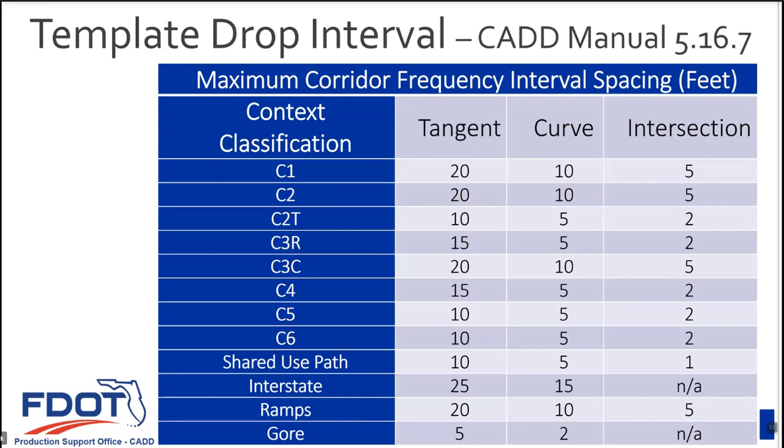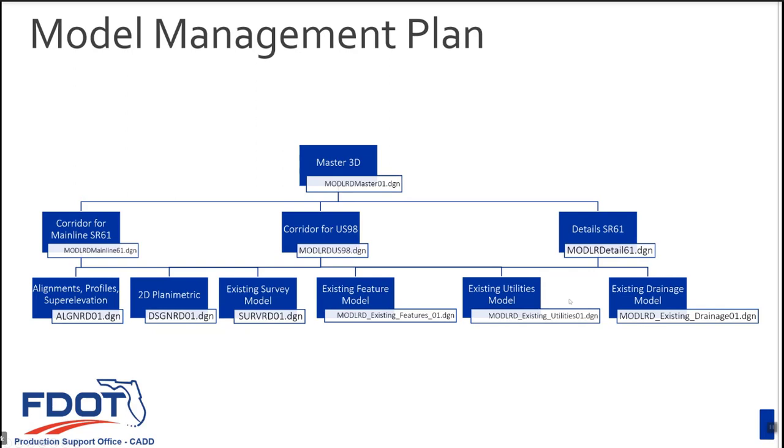All right, so let's take a look at the model management plan. So this is an example. This is pulled straight from the training guide on page 2-2. But this is an example of what a model management plan would possibly look like. It's not saying it needs to look like this, but basically the concept is we have multiple model files that we're going to create.